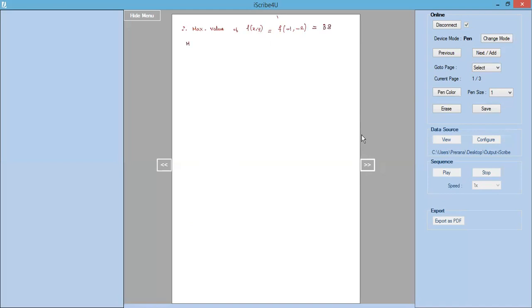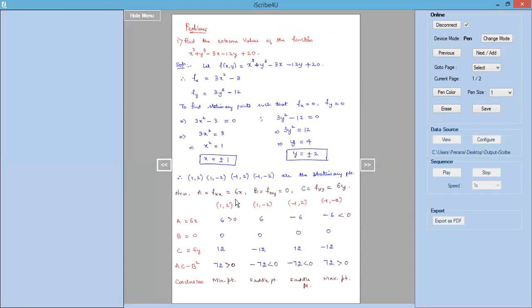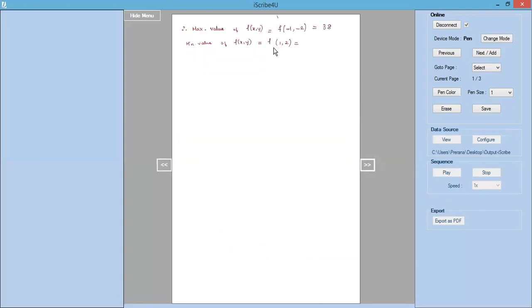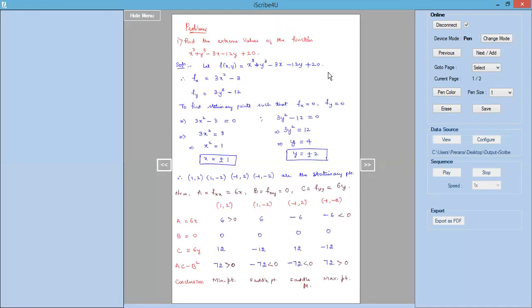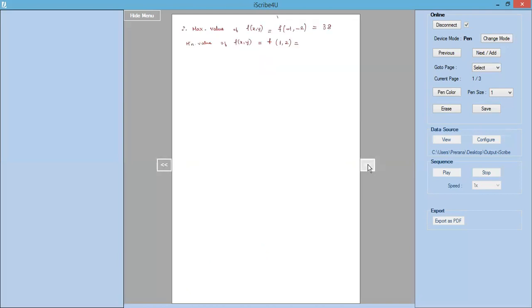Similarly, the minimum value of f of x comma y is equal to f of 1 comma 2, because we obtained that 1 comma 2 is a minimum point. Since 1 comma 2 is a minimum point, we are finding the minimum value at that particular point. So f of 1 comma 2 we are finding. We substitute x is equal to 1 and y is equal to 2 in the given function f of x comma y. We get the answer here as 2.